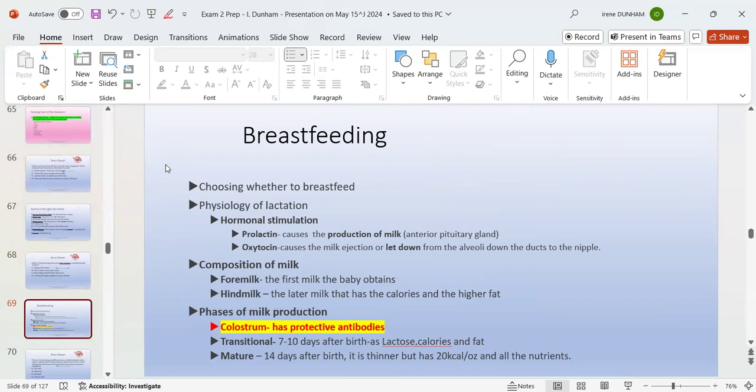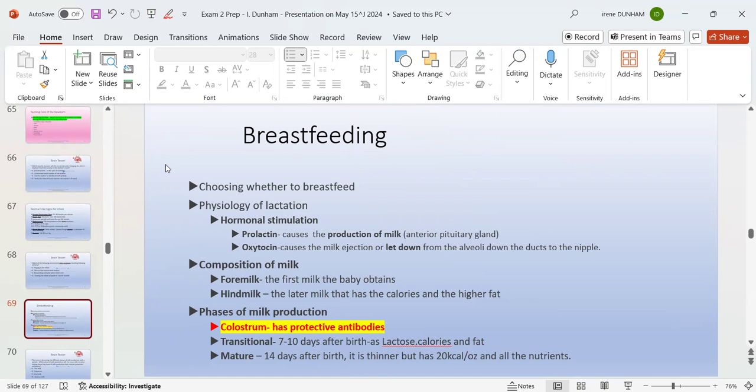All right, let's talk about breastfeeding. I think breastfeeding is on this test too. So, is colostrum good? Yes. Why? The antibodies. Good, good. What are the two hormones that are needed with breastfeeding? Prolactin and oxytocin. What does prolactin do? It causes production of milk. Okay, good. What does oxytocin do? Make the milk come out.